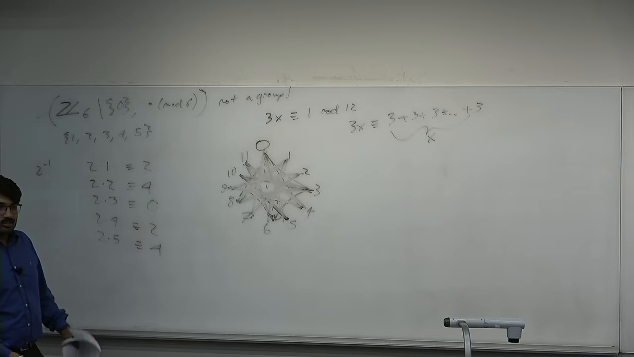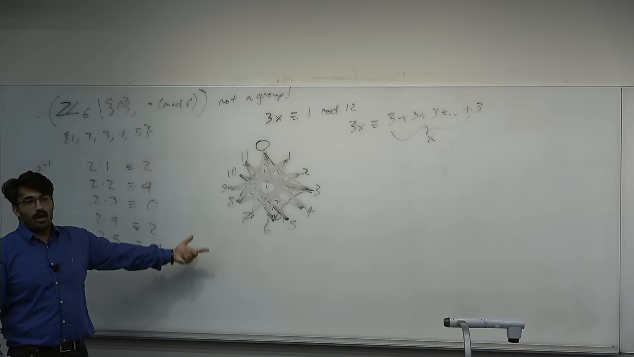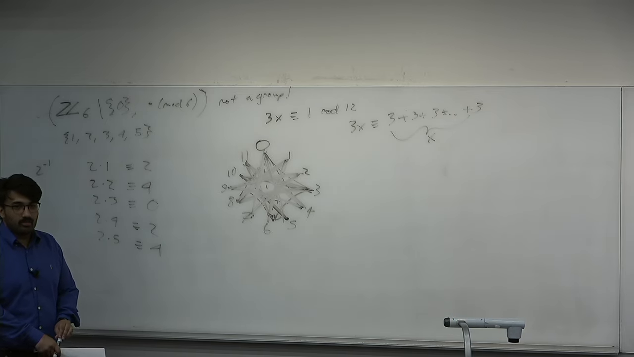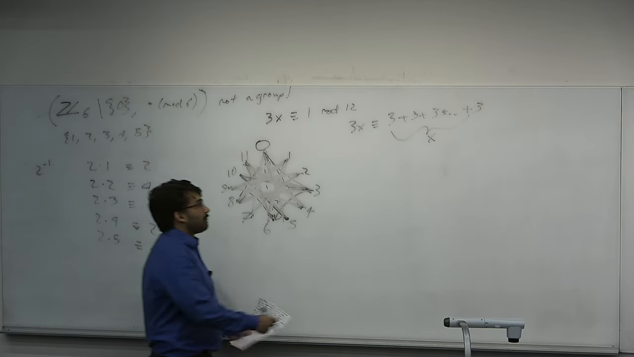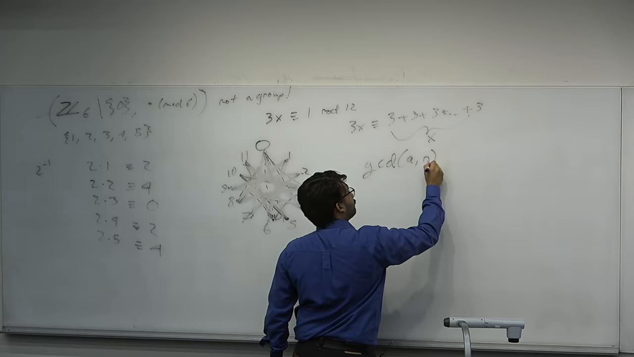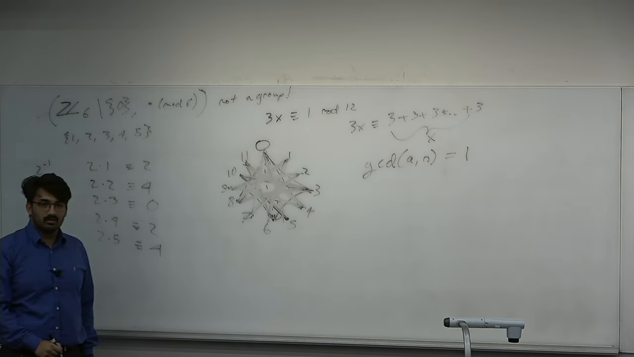Right? So a number is only going to hit the 1 if what? If it doesn't divide into 12. And what do we say about that? If it doesn't divide into 12, the GCD of it and 12 is 1, excuse me.